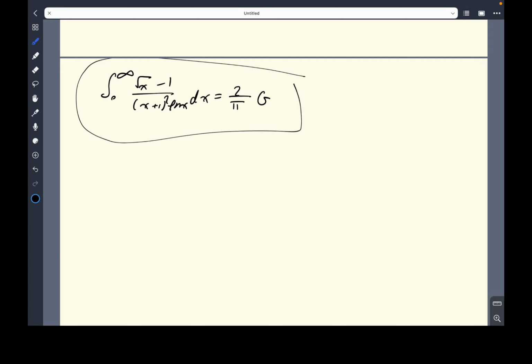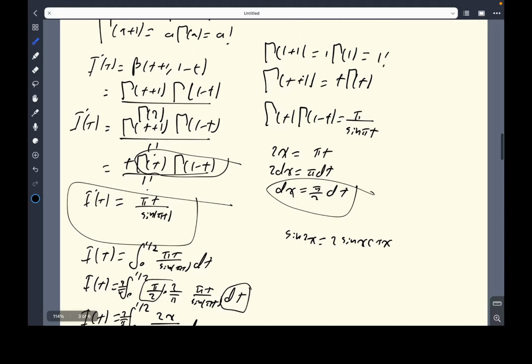So this is our final integral that we obtained from this analysis, this long tedious analysis with gamma and beta functions.